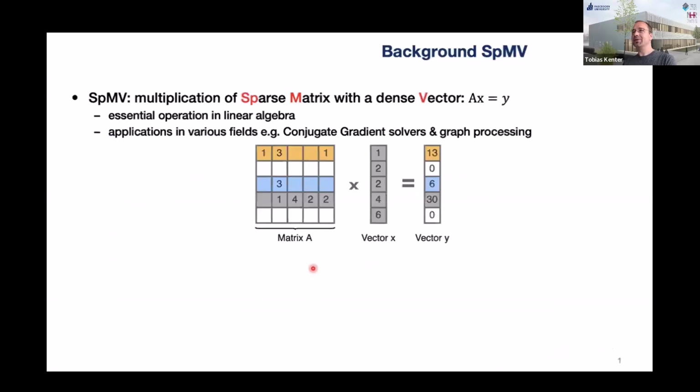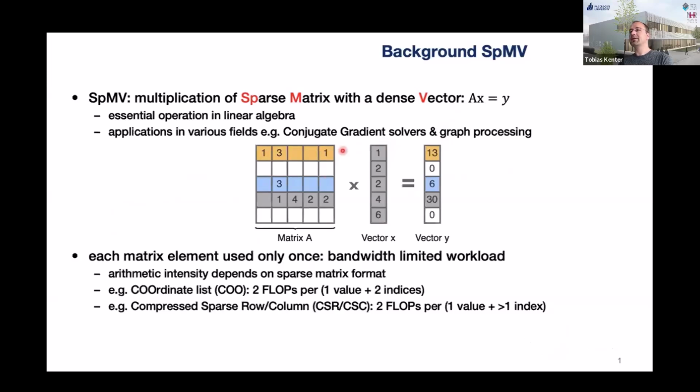I know that you are all experts on the topic by now, but let me still start with the very beginning. Sparse matrix vector multiplication is an essential operation in linear algebra, for example, used in conjugate gradient methods. We are essentially multiplying each row of the matrix with the corresponding vector entries to create one output value. That means that every matrix value is used exactly only once, and it's clearly a bandwidth limited workload. The concrete arithmetic intensity depends on the sparse matrix format that is used.